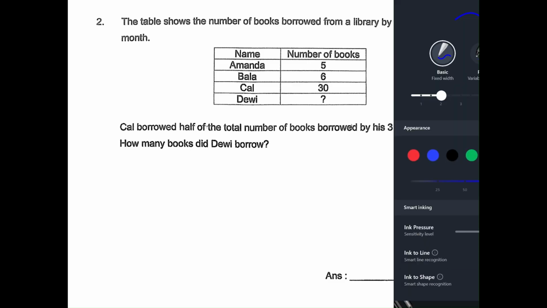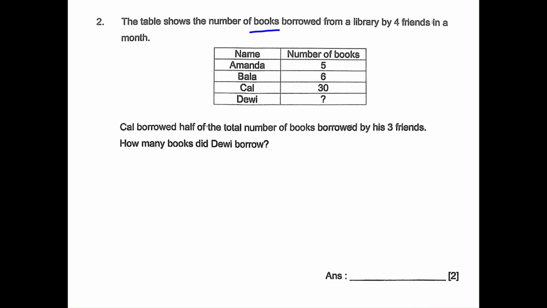Okay, we're done with question 1. Let's move on to question 2. The table shows the number of books borrowed from the library by 4 friends in a month. Cal borrowed half of the total number of books borrowed by his friends. So Cal borrowed half. Half is 1 out of 2. That means that Cal borrowed 1 unit, while the rest of his friends together borrowed 2 units.